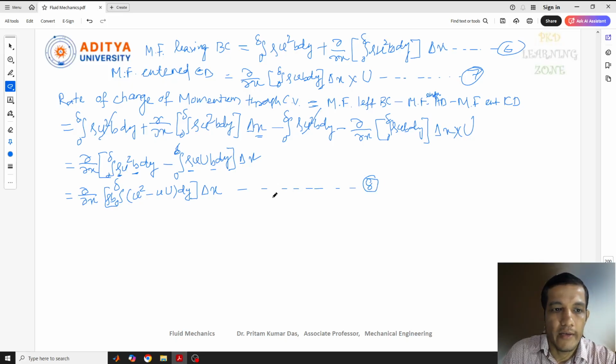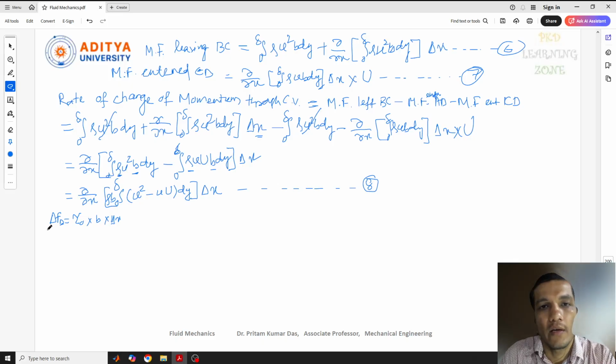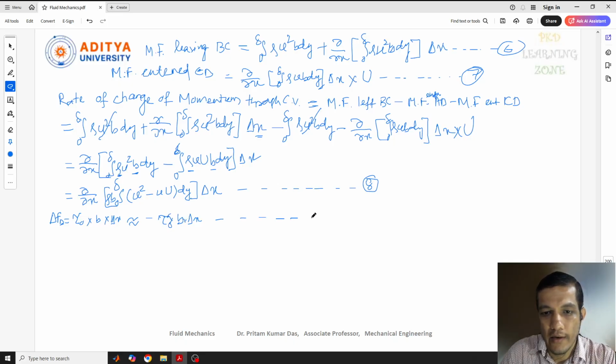Now as I told you, both the equations need to be equalized. We have seen that delta FD, what we got previously, is tau naught into b into delta x. We know that the drag force acting on the plate will be opposite to the fluid motion, so we write this as minus, since it is acting in the reverse direction. Some reference we have taken, so that needs to be considered: minus tau naught b dx. We call this equation 9.